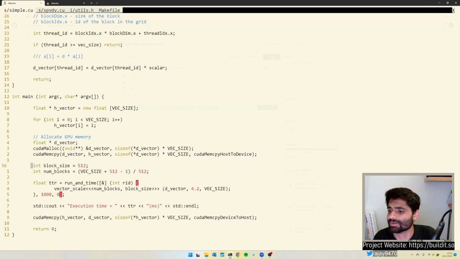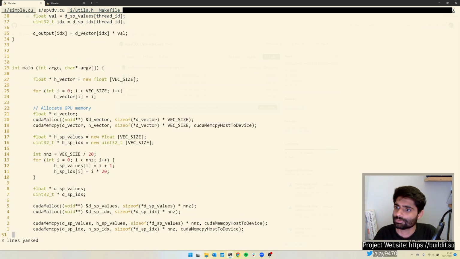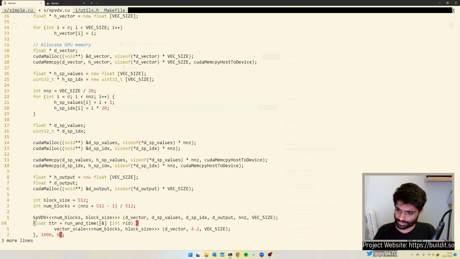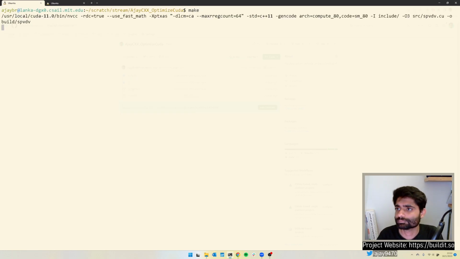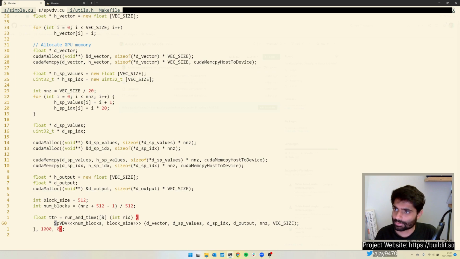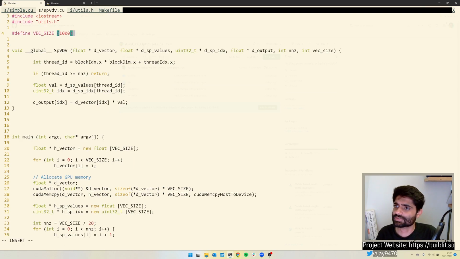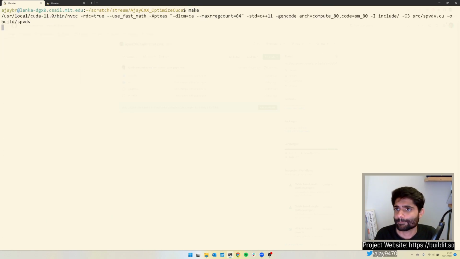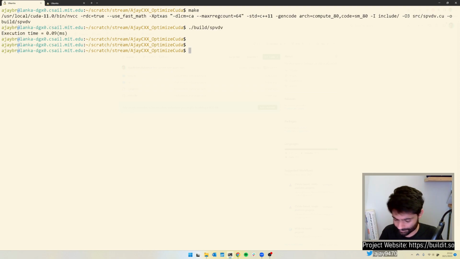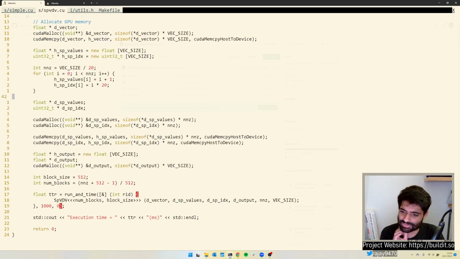Let's also add the timing harness just so we know how long it takes to run. And there we go. I'm also going to increase the vector size a little bit. Let's make it 100,000. There we go. It runs fine. We're able to execute it, but let's see what the issue is this time.